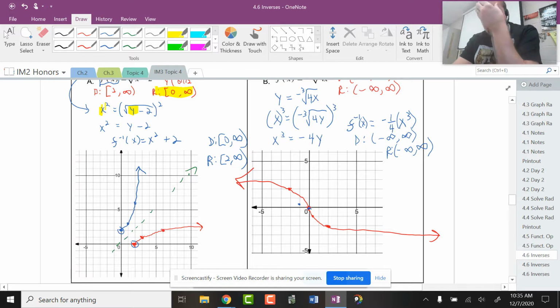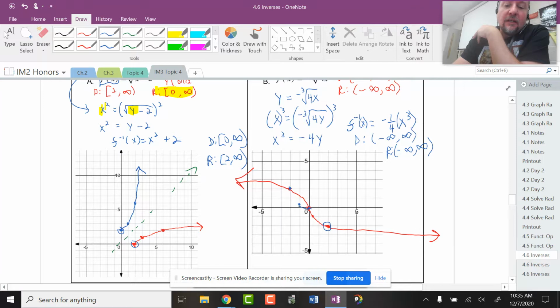When I plug in negative 2 for x, negative 2 cubed is negative 8. Negative 8 times negative 1/4 is 2. So negative 2 comma 2. These are on top of each other by accident. That is the flip of this coordinate.